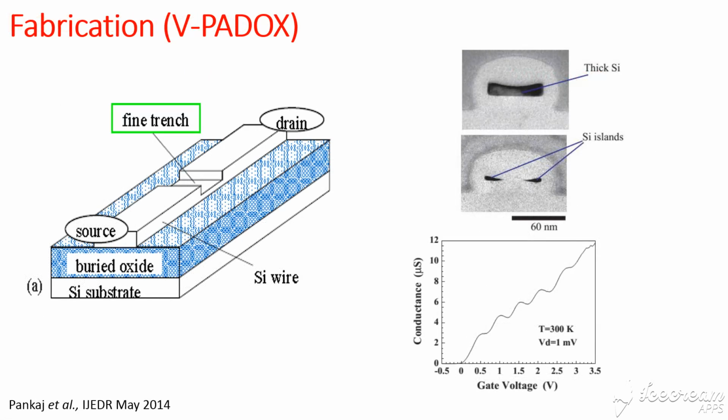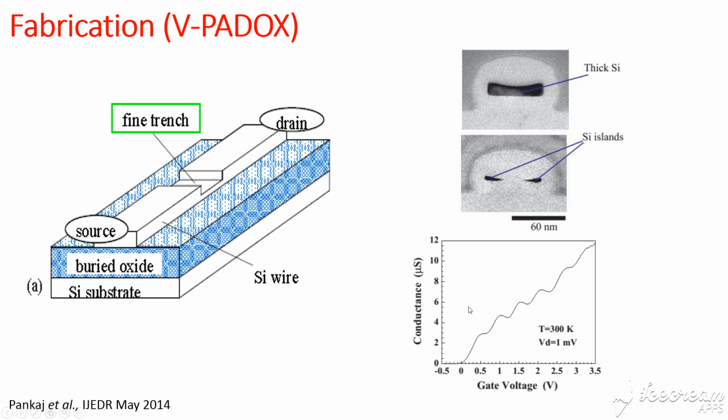And then we have fabrication, V-PADOX, vertical pattern dependent oxidation. So here we have thick silicon. These are actually transmission electron microscopic images. We have thick silicon, and after some oxidation parameters, they have this silicon island at both ends of the silicon wires. These are very clear islands.